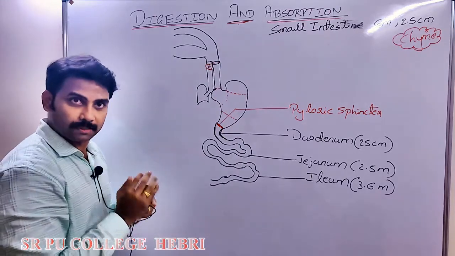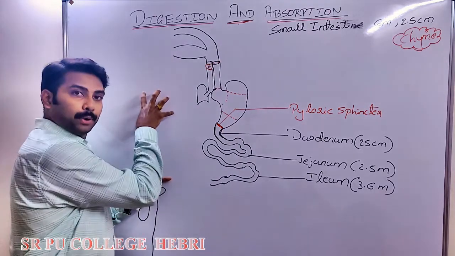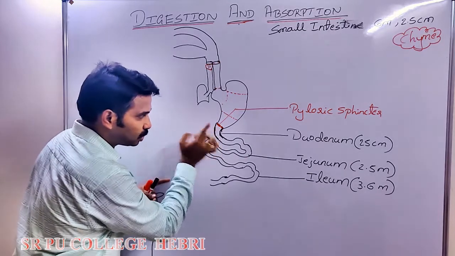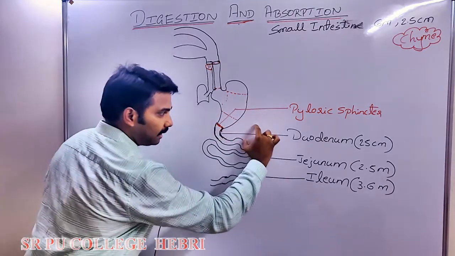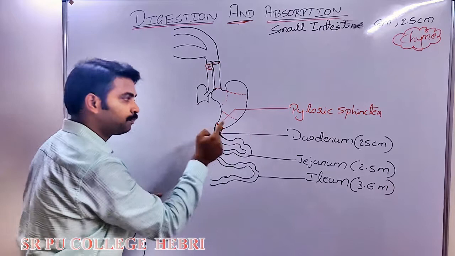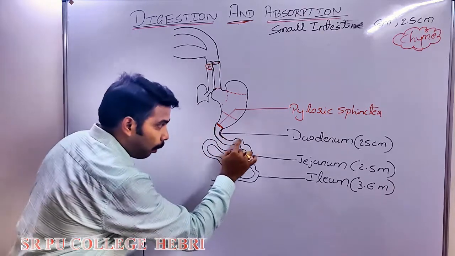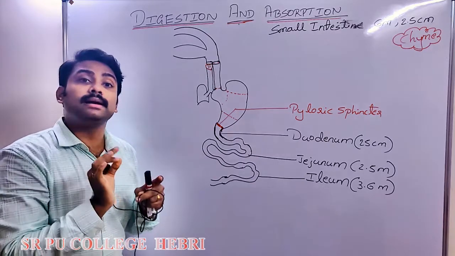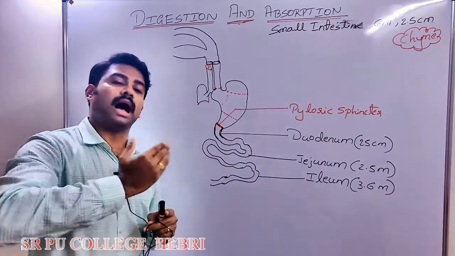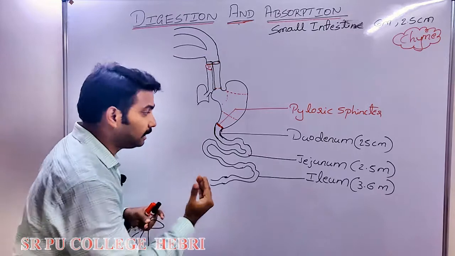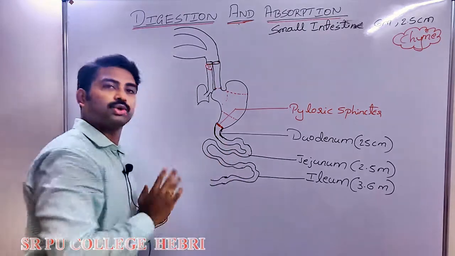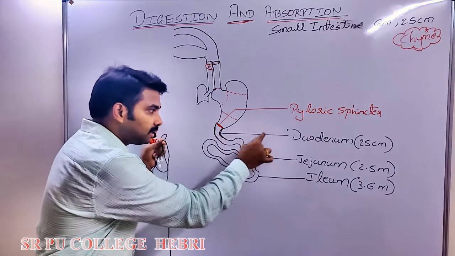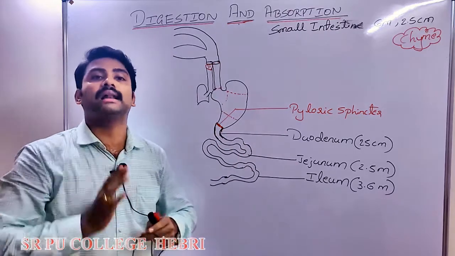I repeat this concept, very simple. Liver produces bile juice released to intestine. Pancreas produces pancreatic juice released to intestine. Wall of the small intestine has a gland called intestinal gland, which also produces intestinal juice that is also released to small intestine. These three juices are alkaline.